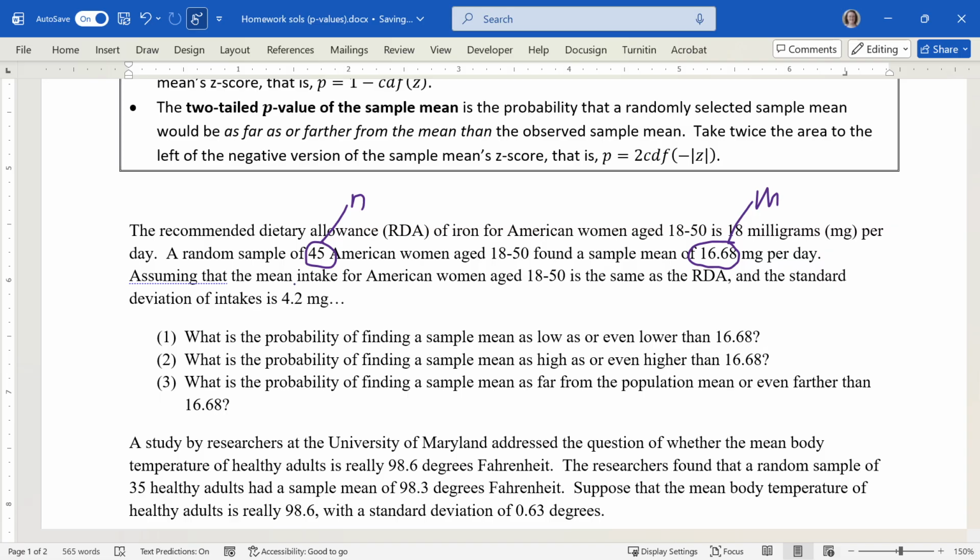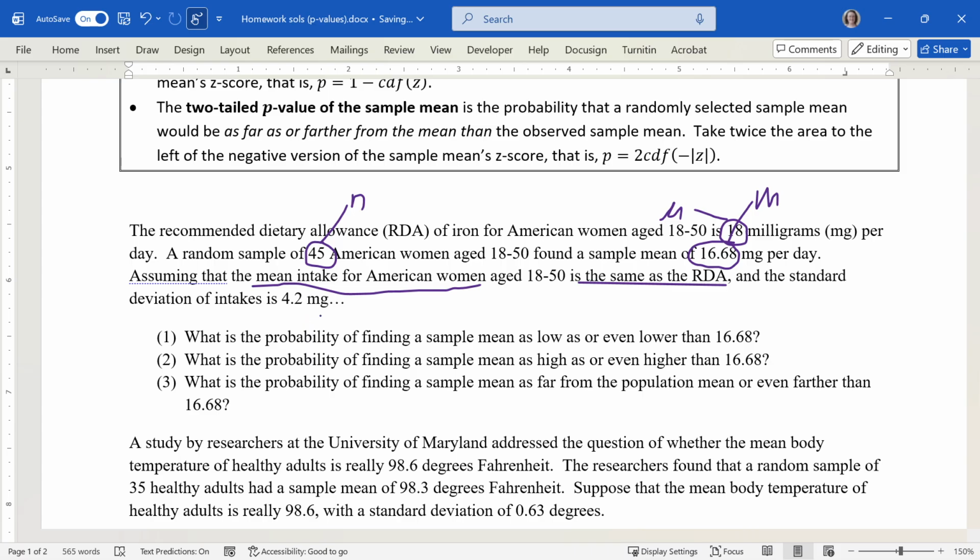And then what else? Assume that the mean intake for American women aged 18 to 50. So here, the mean intake for American women, this means the population mean. So here they're telling us what is the population mean mu, and they're saying assume that it's the same as the RDA, the recommended dietary allowance, which is given in this first sentence back here. So you have to do a little bit of trawling around to find that this number is what we're supposed to actually use for mu. Wow, that might be the worst mu I've ever drawn.